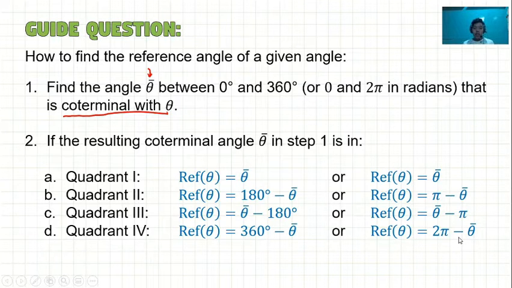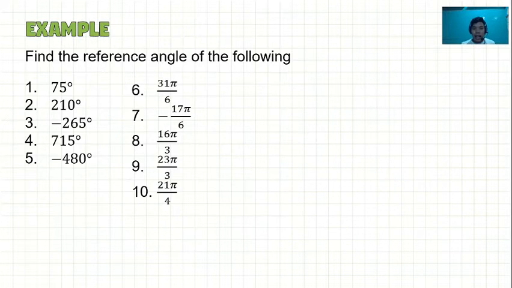So just take note of these formulas and try to understand bakit ganito yung mga formulas in finding the reference angle. Okay? Now, let's try this one. Find the reference angle of the following angles. First, number 1, 75 degrees. So for number 1, we need to find a reference angle of 75 degrees.